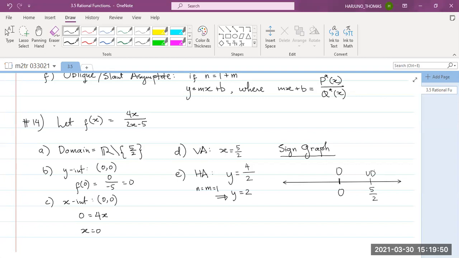right? And then we will do the sign graph when x equals 1, let's say. When x equals 1, we will get 4 over -3, that's negative. It means in the interval from 0 to 5 over 2, the graph will be below the x-axis. Okay, and then 5 over 2 is a critical number with multiplicity of 1, so this changes the sign. This also changes the sign.